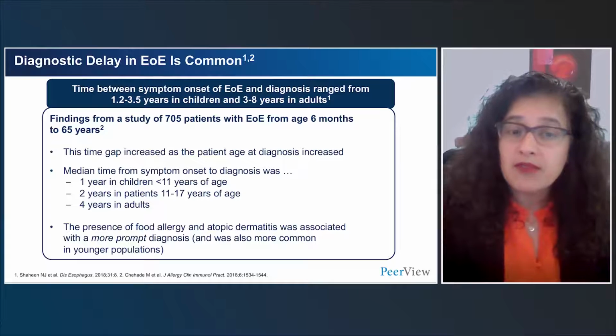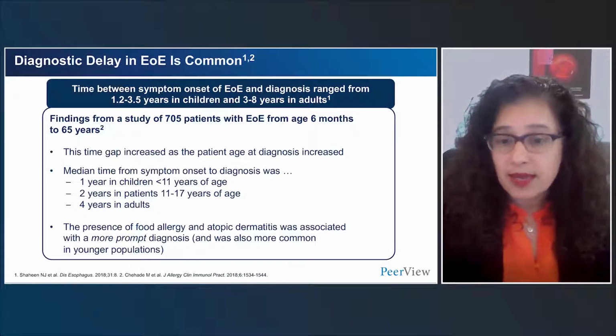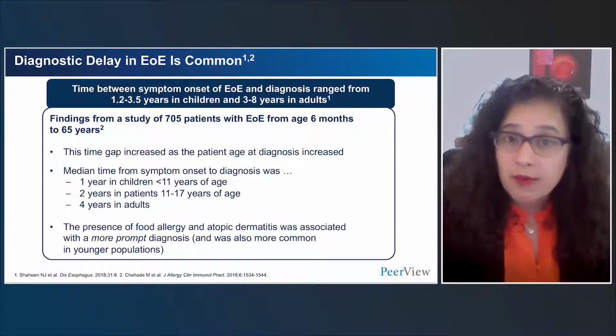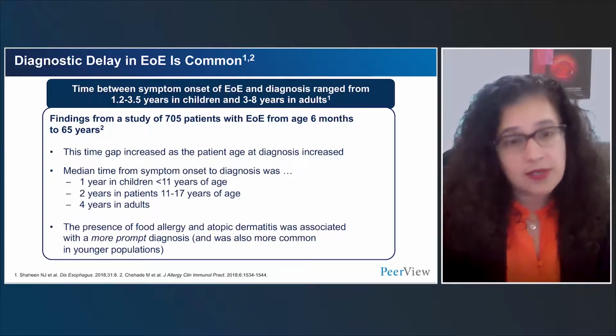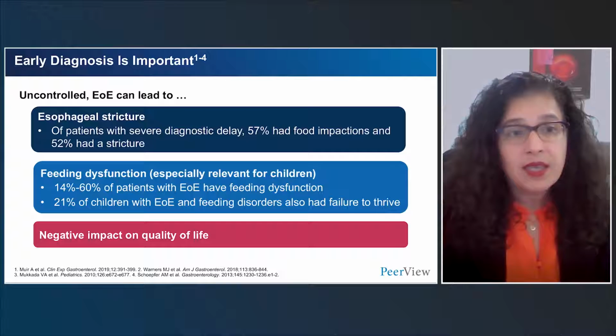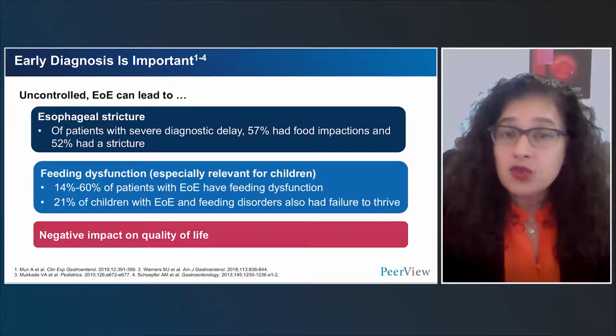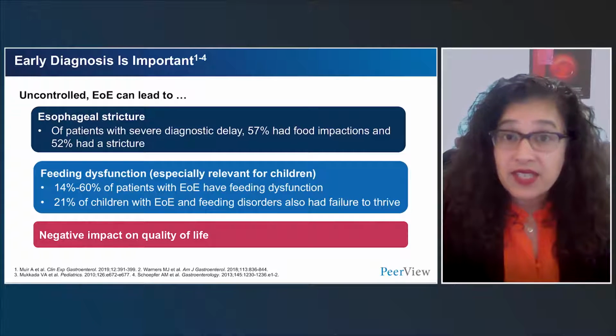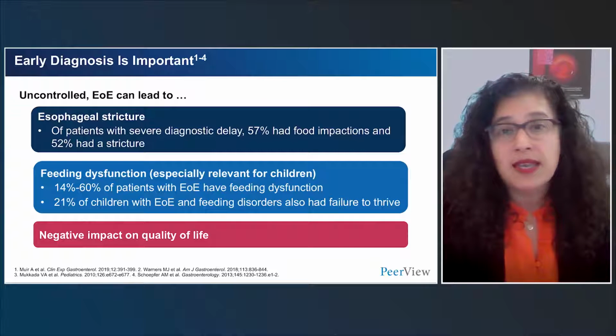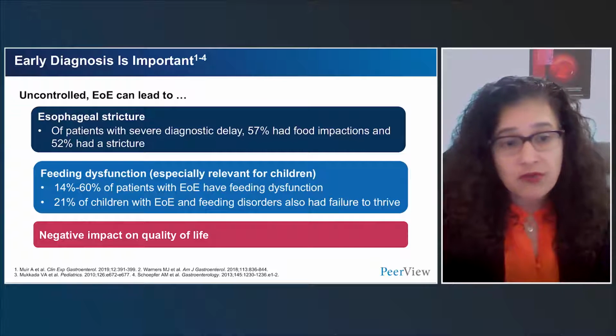The presence of food allergy and atopic dermatitis was associated with a more prompt diagnosis and was also more common in younger population. Early diagnosis is important for many reasons. Uncontrolled EoE can lead to esophageal stricture. Of patients with severe diagnostic delay, 57% had food impactions and 52% had a stricture.